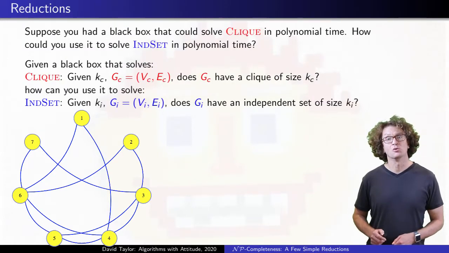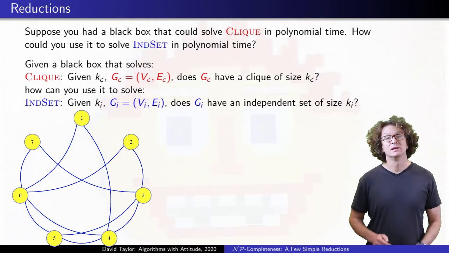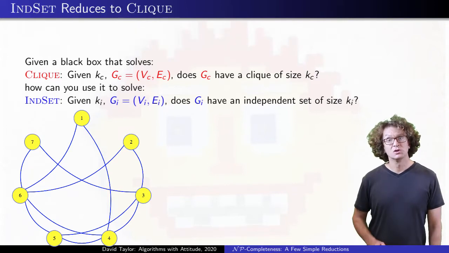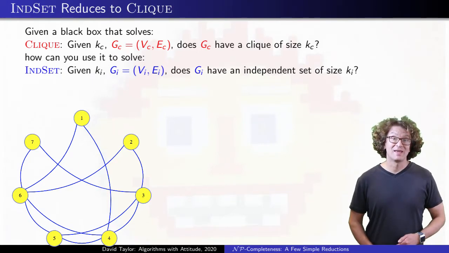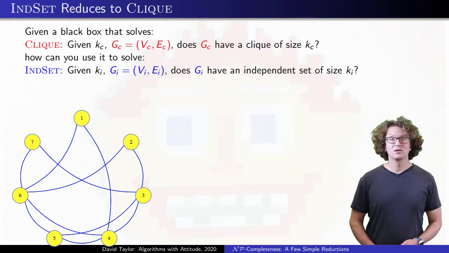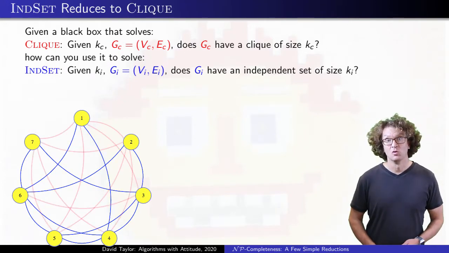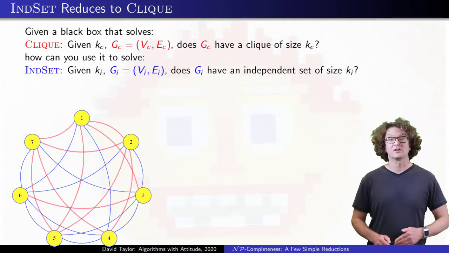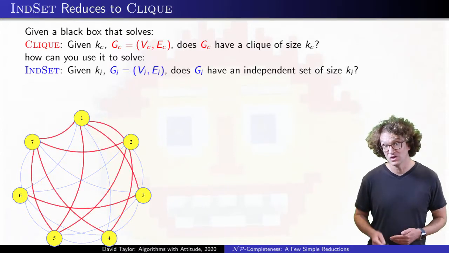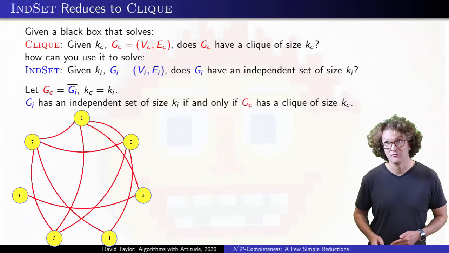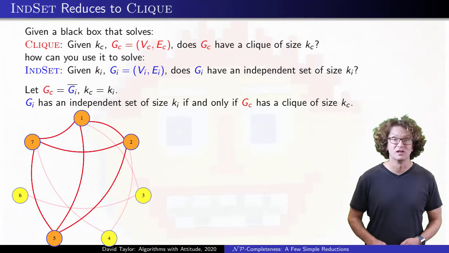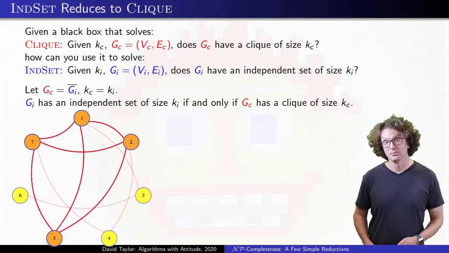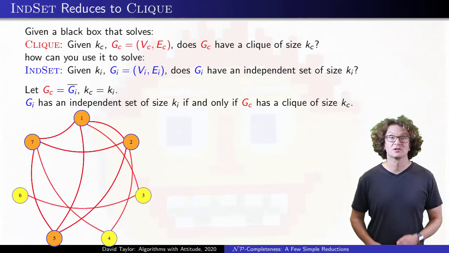But suppose that we could solve the Clique problem in polynomial time. Could we use that to solve the independent set problem quickly? Well, if we have a graph with a size k independent set, and then we take the complement of that graph, which has all of the missing edges but doesn't have any of the edges from the original graph, that complement graph will have every edge between vertices in the original graph's independent set. The complement of an independent set is a clique.